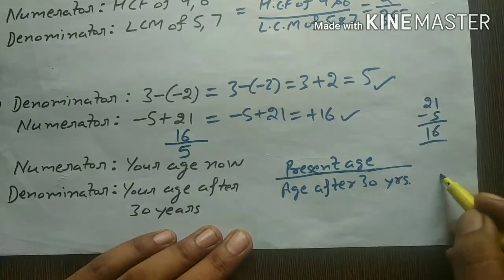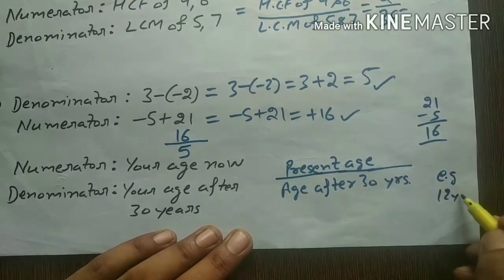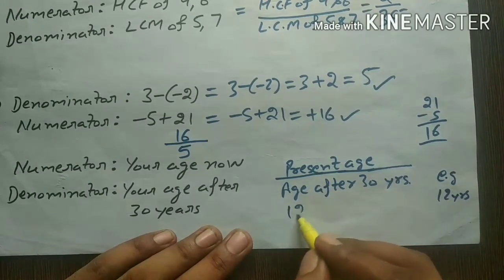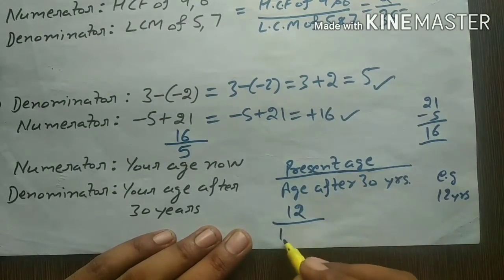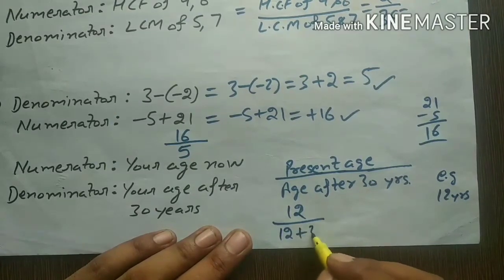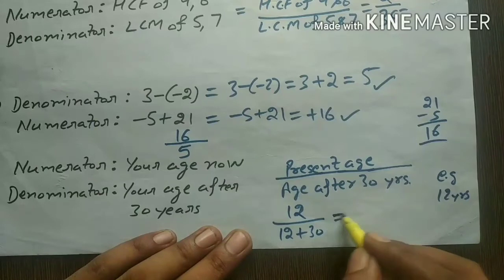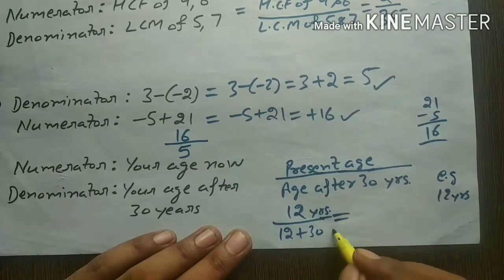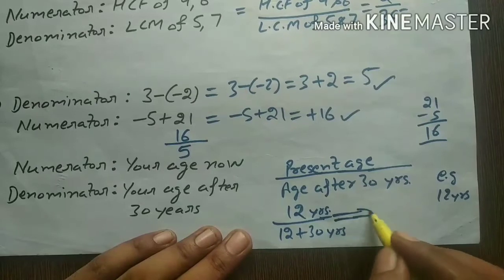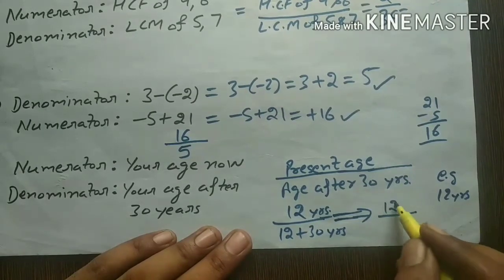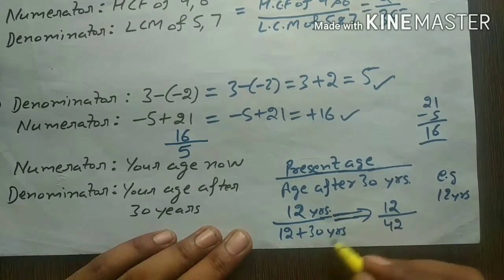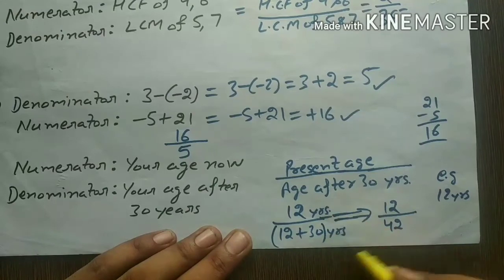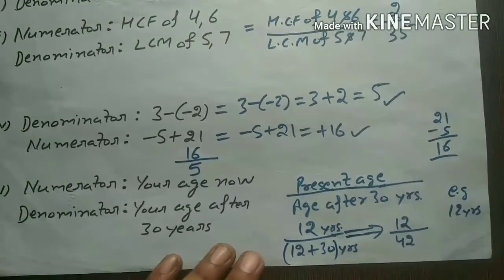Now I take the example of the present age 12 years. If my age is presently 12 years, then I will write it in the numerator, and what is my age after 30 years? 12 plus 30. Okay, so I must write years. Now this will be 12 years over 42 years. Okay, now I will cancel the years because they are common, so I can write like this, student. Now in this way we have solved the questions.